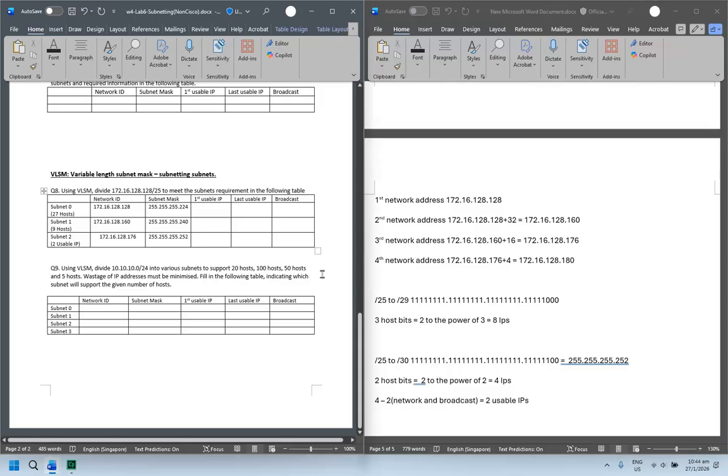Now by having all the network addresses, you should be able to get your broadcast address, which is 1 less than the next network address. So this is 172.16.128.159, 172.16.128.175, and 172.16.128.179. So very simple. Network plus 1 is 129. Broadcast minus 1 is 158. So you'll be able to calculate the range of usable addresses for every single group.